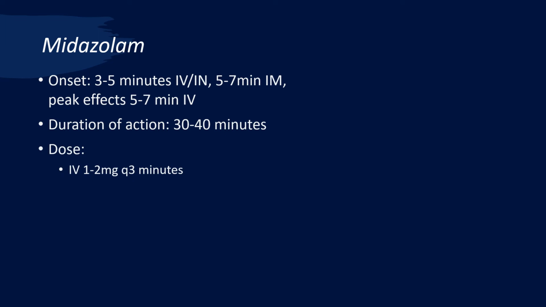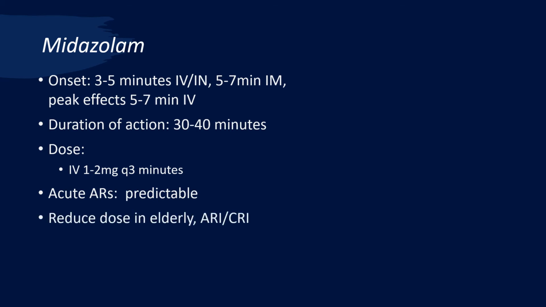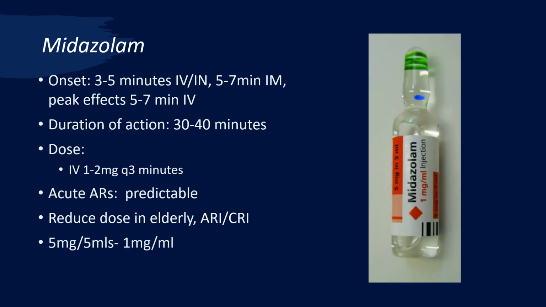Duration can be up to 30 to 40 minutes, and the dose intravenously is usually given in aliquots of 1 to 2 milligrams every 3 to 5 minutes. The acute adverse reactions are predictable, such as sedation, hypotension, and respiratory depression. It is advisable to reduce doses in those who are elderly or who have acute renal injury or chronic renal injury. It comes in an ampoule containing 5 milligrams in 5 mils, which is equivalent to 1 milligram per mil when drawn up into a syringe.